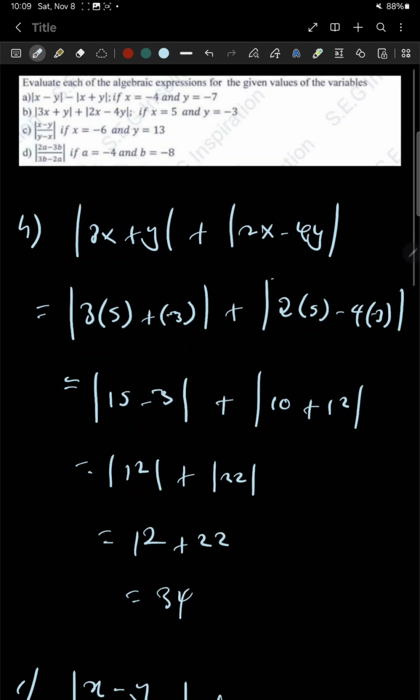So try out the last question. Feel free to try out the last question, and you can comment the answer for the last question. Just do the comment.